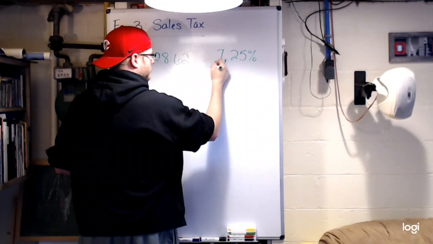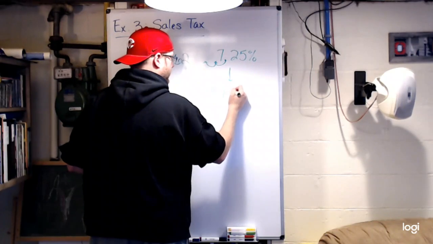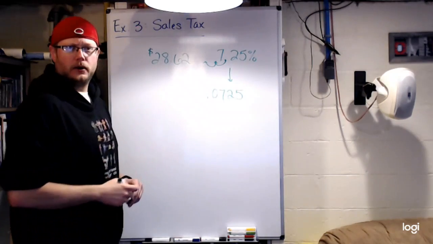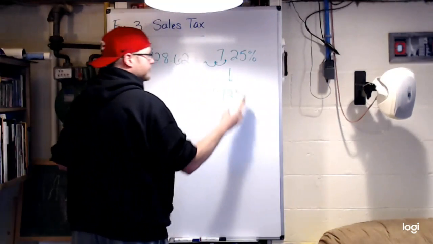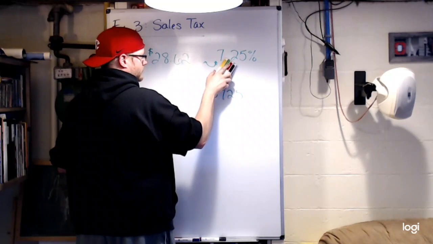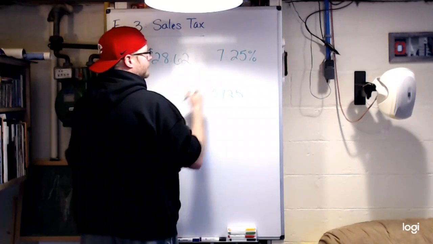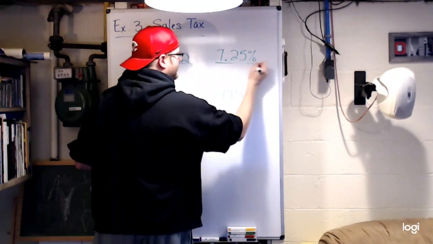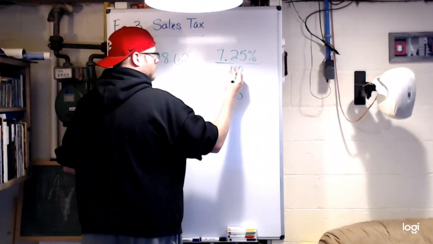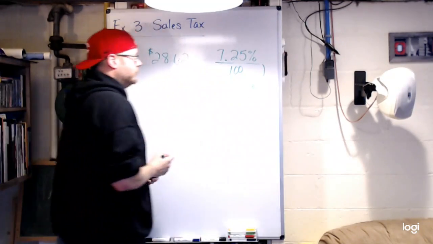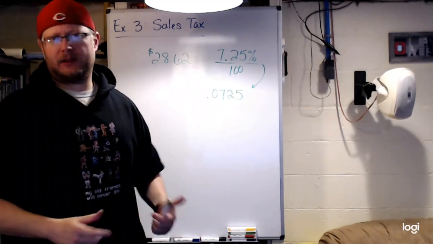So 1, 2, okay? And it becomes 0.0725, okay? Another way we can think about it, if it helps you, and I'll show you right here. Just go back and use the same thing. We have 7.25%. If we take that percentage and divide it by 100, that will give you 0.0725. Whichever way you remember better, that's fine.